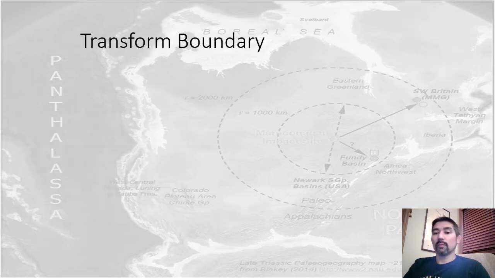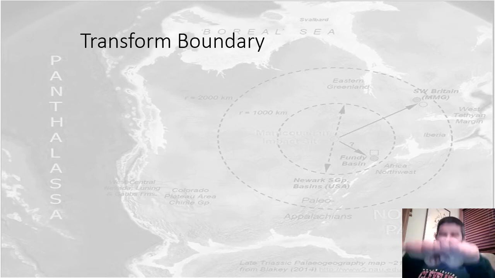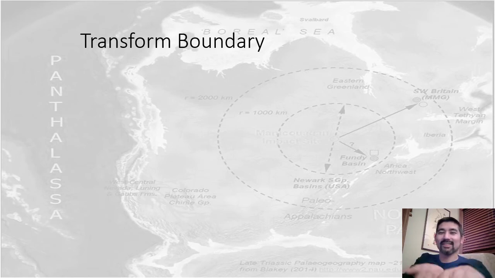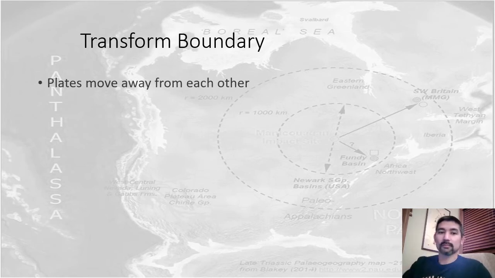So the last type of boundary is called a transform boundary. And if I'm going to go back to our hand movements to remember these terms, transform boundary looks like this. Transform boundary. So when two plates are kind of moving side by side, that's what a transform boundary is.